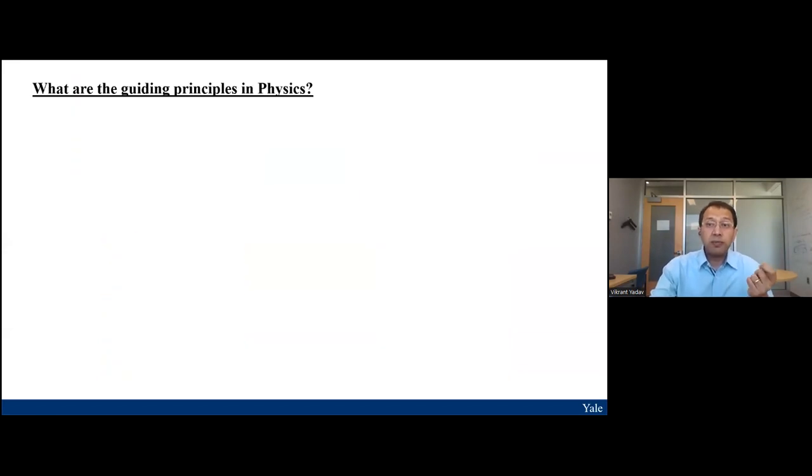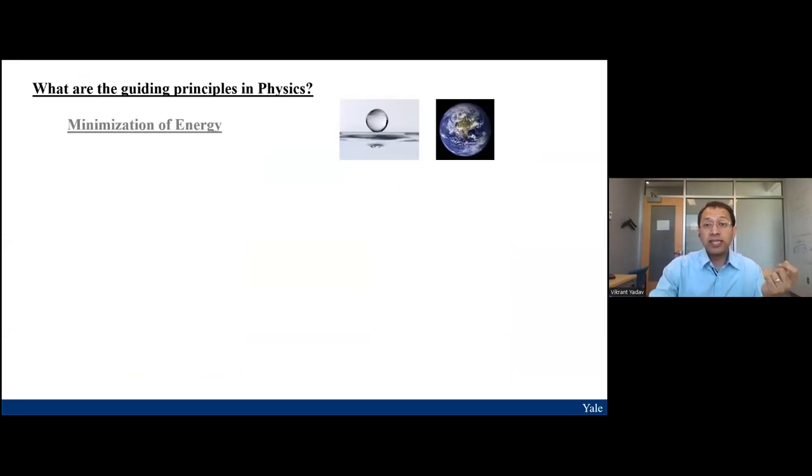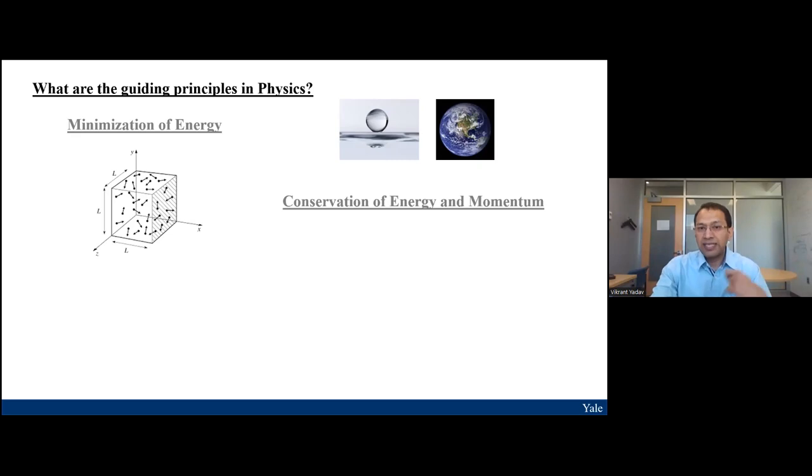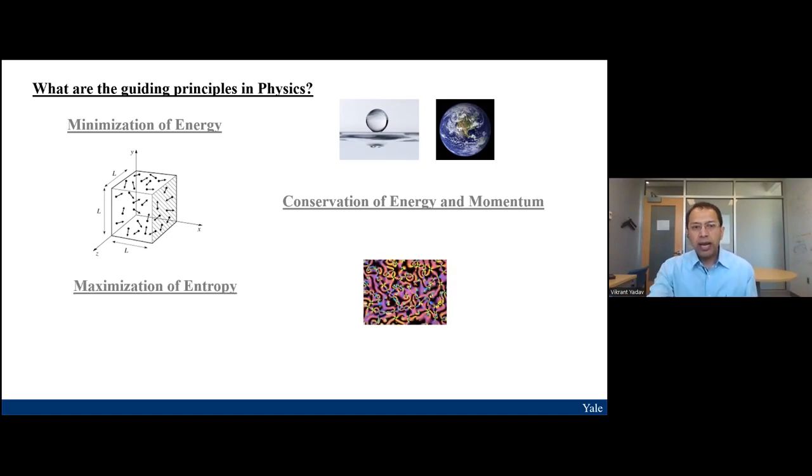To be ambitious, we mean something along the lines of guiding principles in physics. Say, things like minimization of energy. A droplet of water is round for the same reason the whole planet is round: it's trying to minimize its energy. Ideas like conservation of energy and momentum. Say, for example, you start with an ideal gas in a box. These particles are moving around, and by balancing energy and momentum, you can come up with an equation of state. Ideas like maximization of entropy.